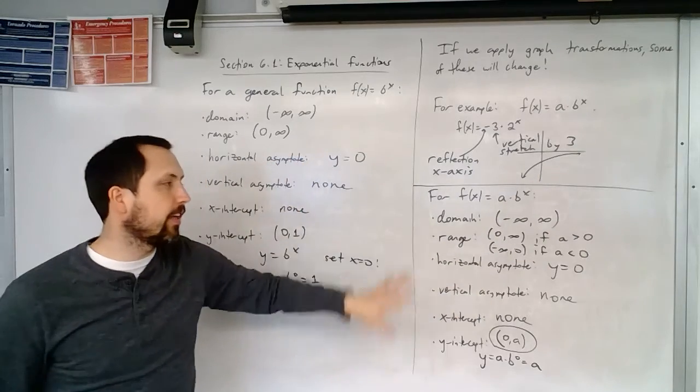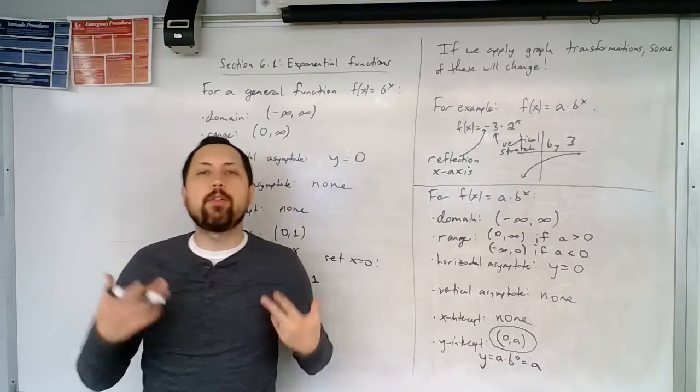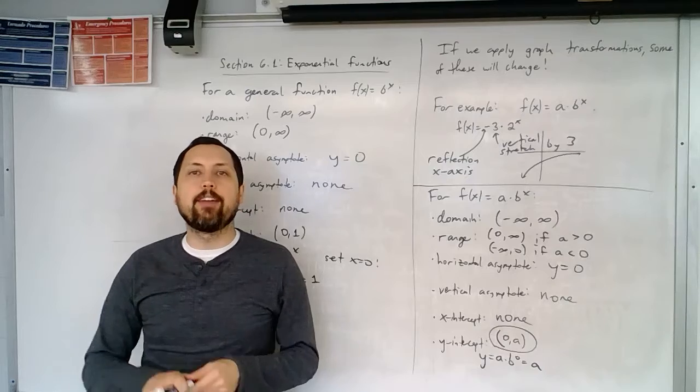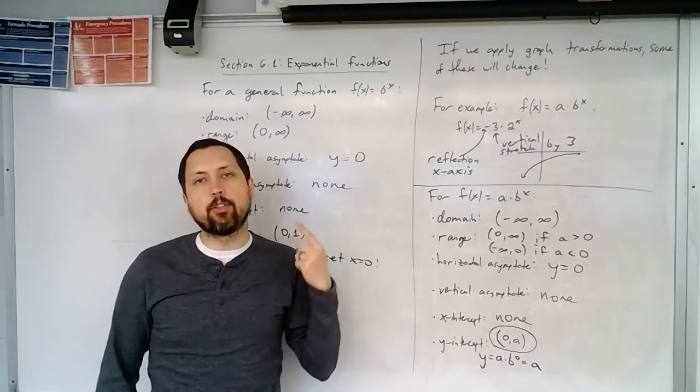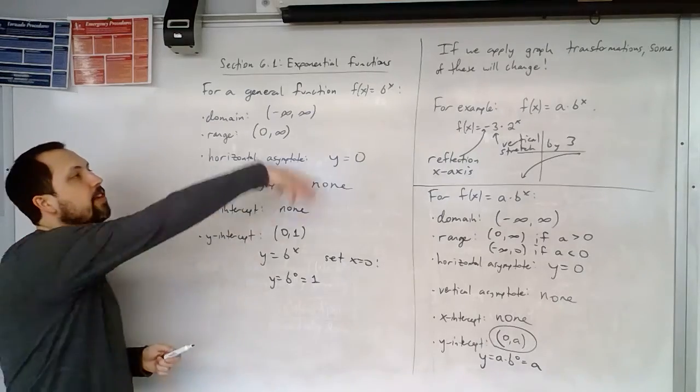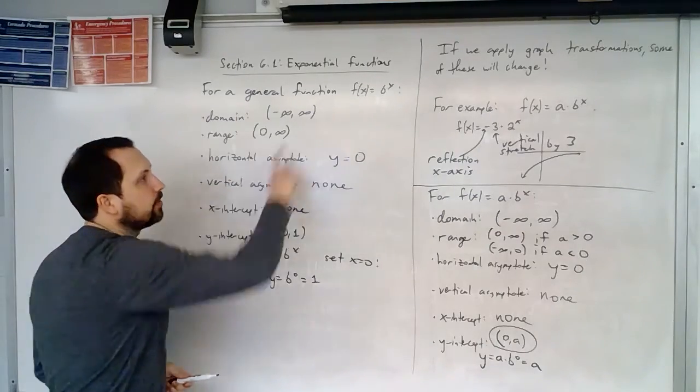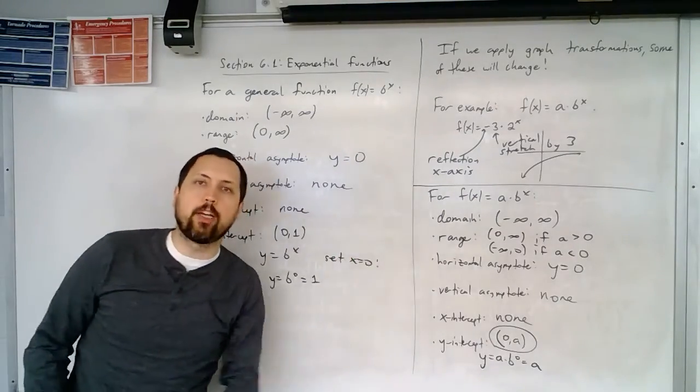So that's what it looks like in general, and we will continue to add more graph transformations in 6.2. For right now, hopefully that gives you some understanding that this is true for any basic one, but graph transformations will be changing these.